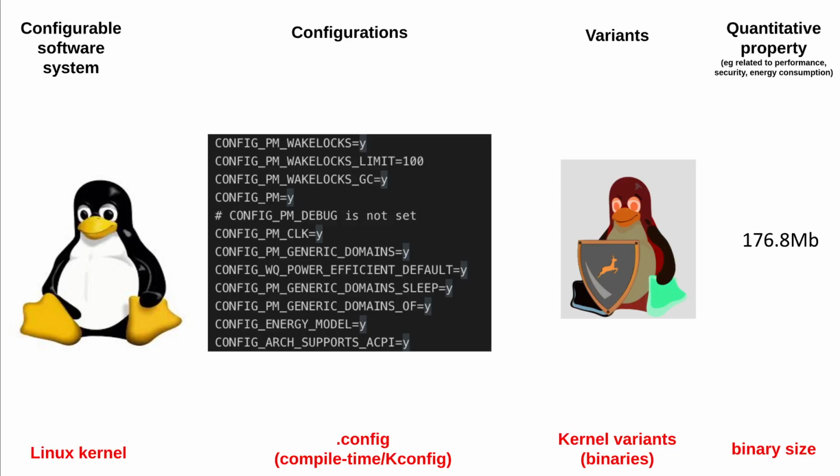And once you have set a configuration, you can run it or build it, like in our case. So you use .configure and make, for instance, out of a .config file, and you get a new binary, which is here a kernel. And this kernel variant has some properties.